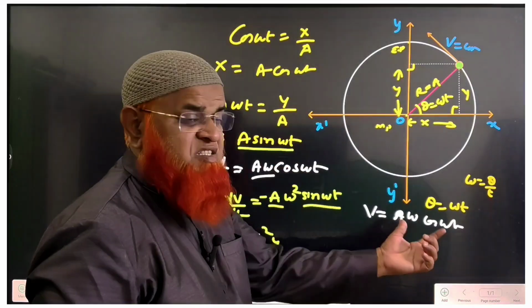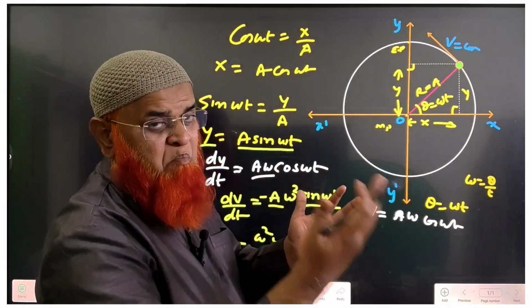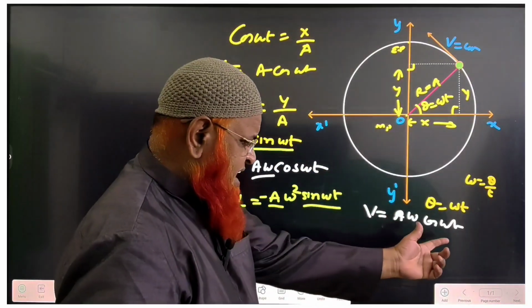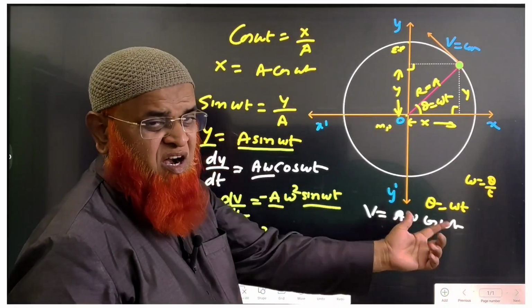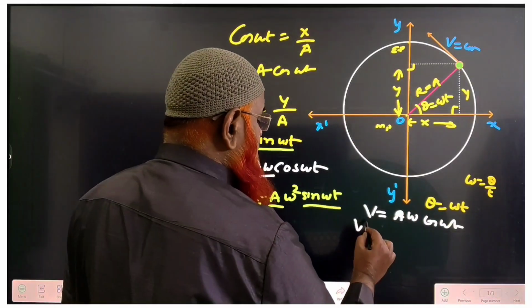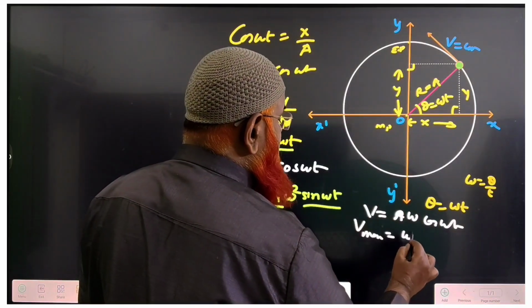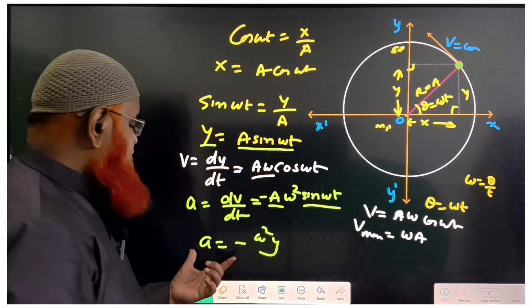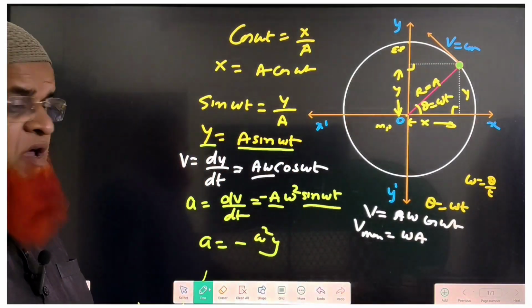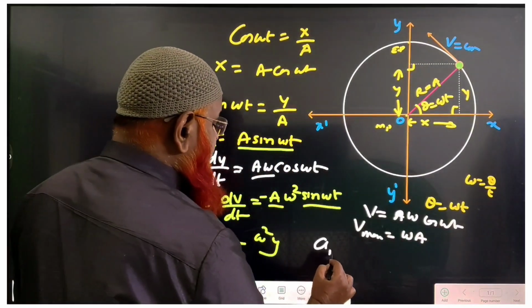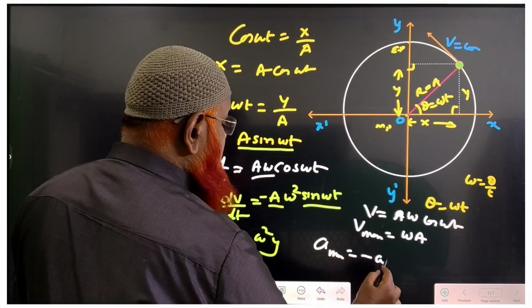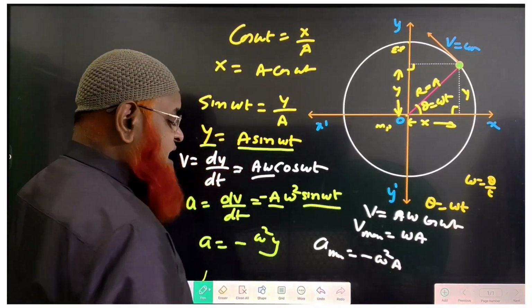The value of trigonometric functions like cos omega t lies between -1 and +1. So the maximum value of cos omega t is going to be 1. Therefore, V maximum is going to be omega A. Then if you get an acceleration as minus omega square y, what is the maximum acceleration? Maximum acceleration can be taken as minus omega square A.